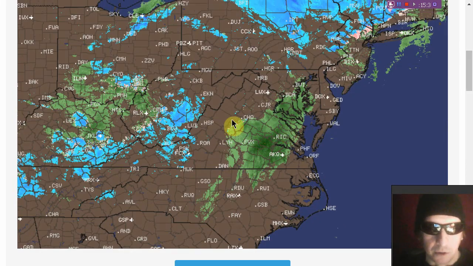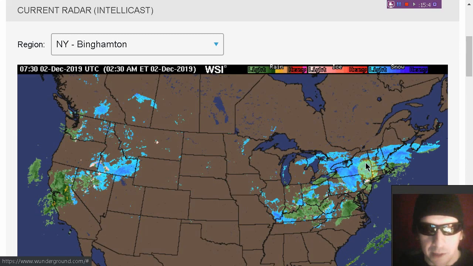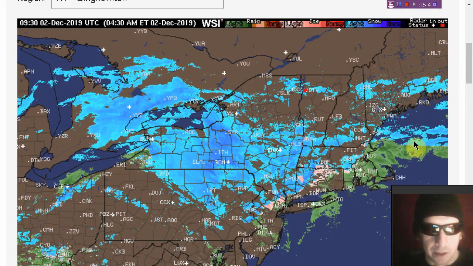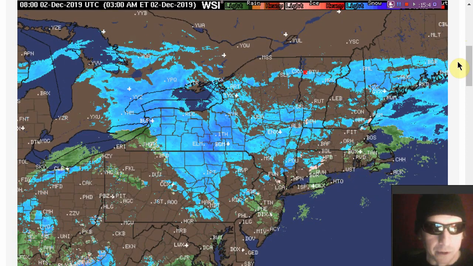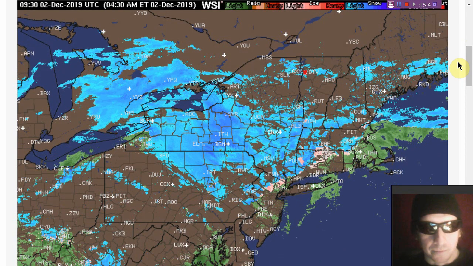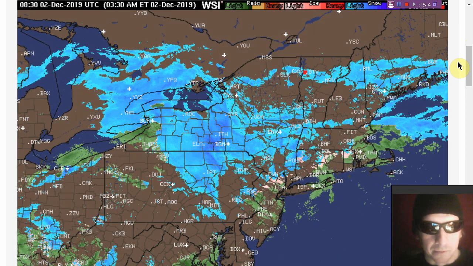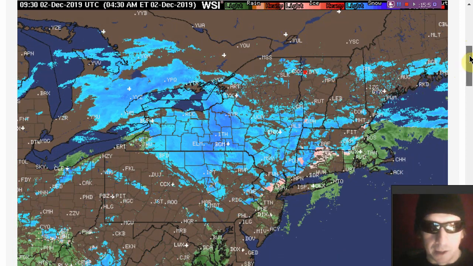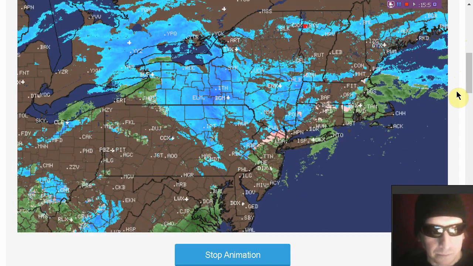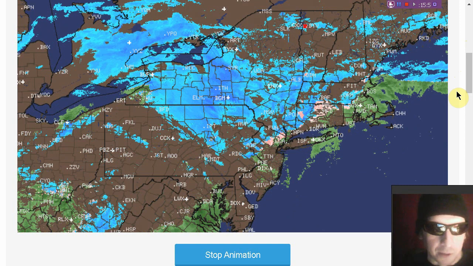Let's go north to show everybody where the main snow is located here. Getting some heavy snow around Ithaca, New York, and Binghamton, and Elmira, as well as in central PA.